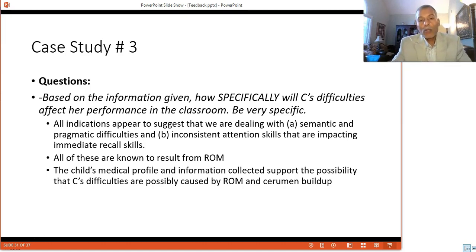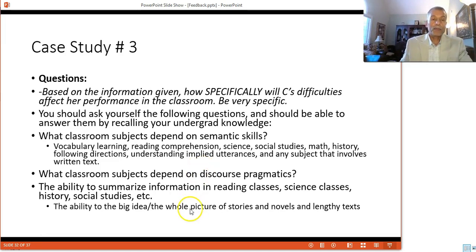So all of these are known to result from recurrent middle ear infections, recurrent otitis media. The child's medical profile and information collected support the possibility that these difficulties are possibly caused by recurrent otitis media and cerumen buildup. And that is going to make you focus your evaluation in a different way, of course. Just simply coming up with this conclusion, knowing what the possible cause could be.